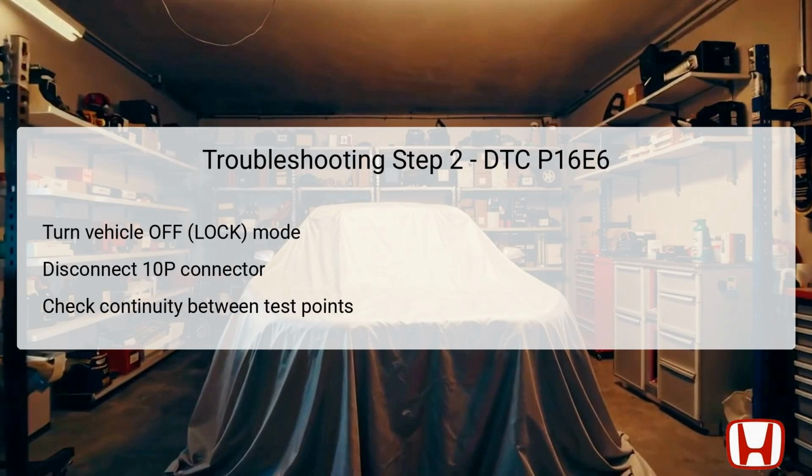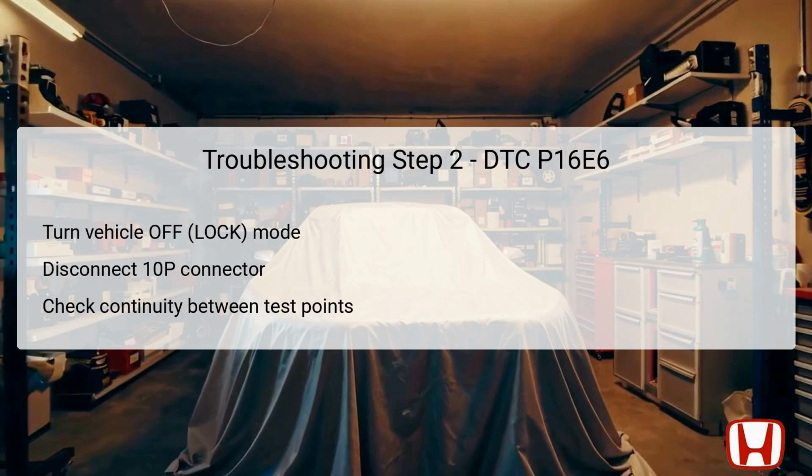In the second troubleshooting step for DTC P16E6, the vehicle must first be turned to the off-lock mode to ensure safety during diagnostics. Following this, disconnect the transmission range switch 10P connector to inspect for electrical continuity.